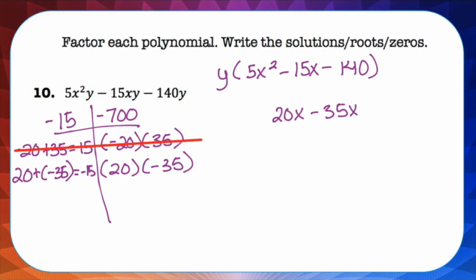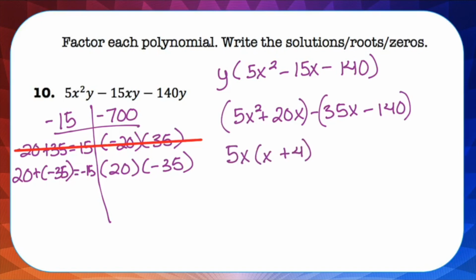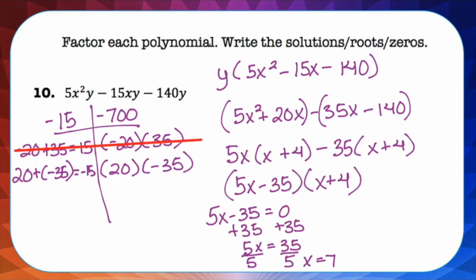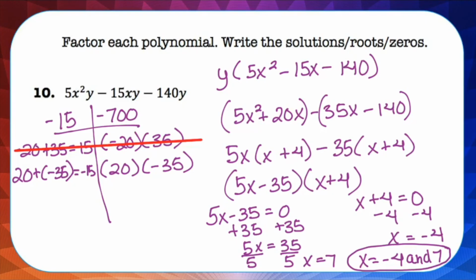So we're going to take negative 15xy and put back 20x and minus 35x, and then plug in the rest of the problem for the original question, and then group and factor. So find the GCF of the left, GCF of the right, combine the two GCFs, combine the common binomial, and then we have to set each one equal to 0, and solve for x. So you get x equals 7 on the left-hand side, and x equals negative 4 on the right-hand side. So our two roots are negative 4 and 7.